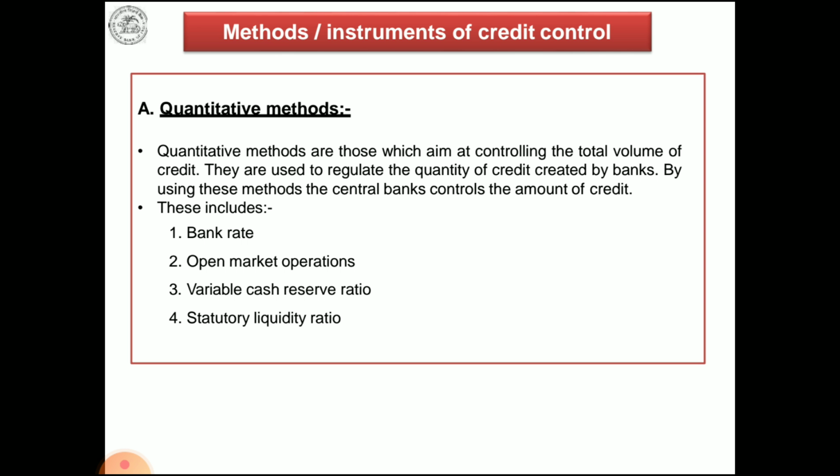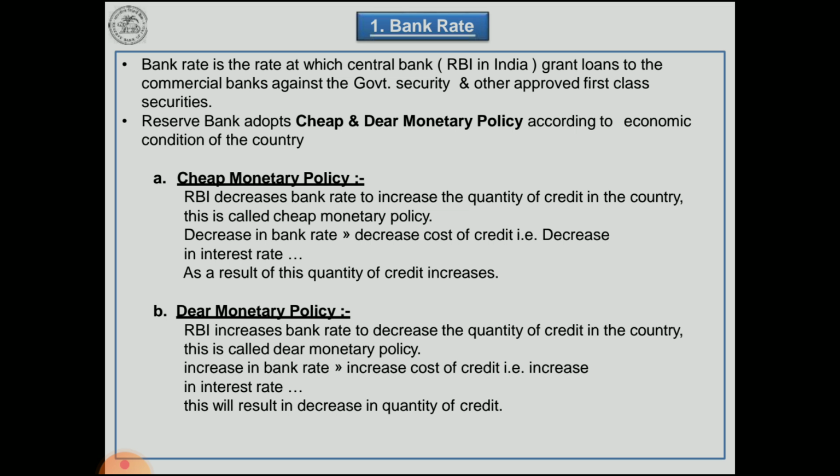If the RBI wants to control the supply of money, whether they want to increase the supply of money, or whether they want to decrease the supply of money, all right, when they want to do it, they are going to use first of all the quantitative methods. Under that, as I have told you, there are bank rates, open market operations, variable cash reserve ratios or statutory liquid ratios. So starting with the first quantitative method, that is bank rate.